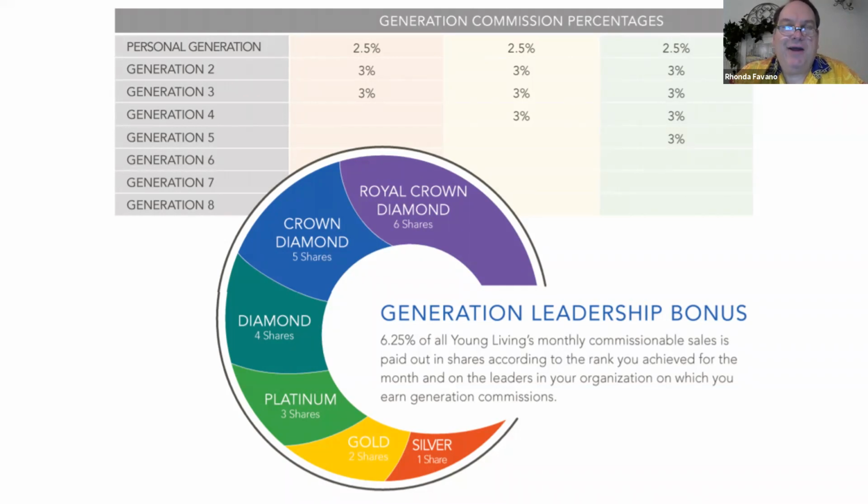All right, now the cool thing is when you do get to silver, besides the unilevel commission, you get generation commission. When you become silver, you become your first personal generation. You get 2.5% of your total OGV.